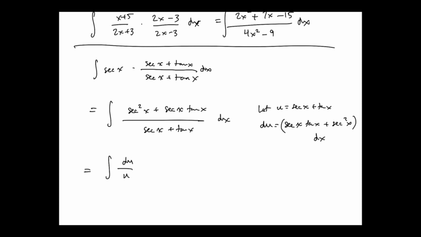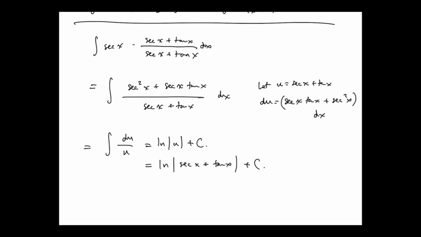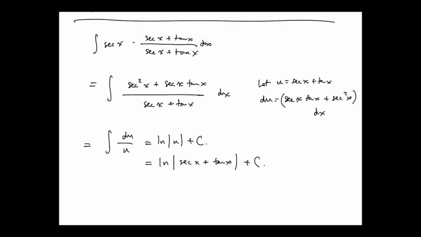Okay, well, once we've got du over u, then what? Just do it. Well, yeah, but then it's logarithm. Okay, so it's just natural log. And so we just get that, natural log of secant plus tangent. Okay, good?